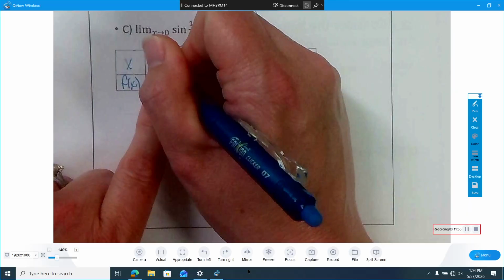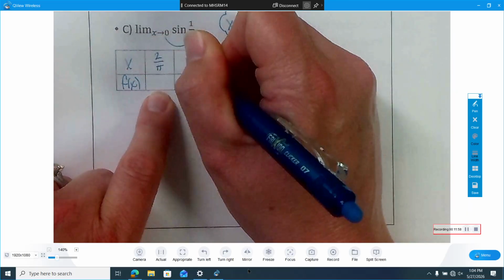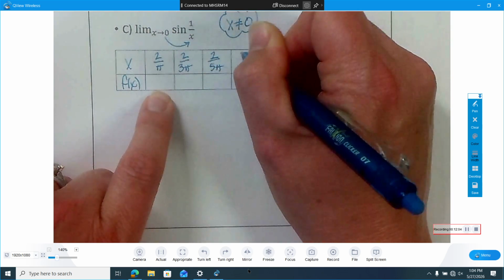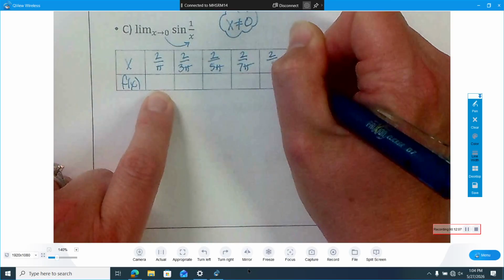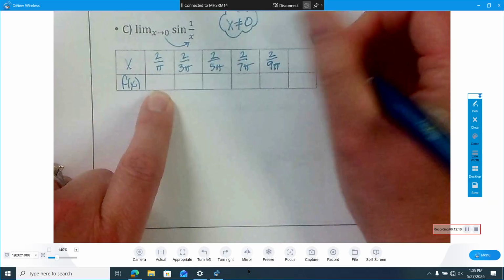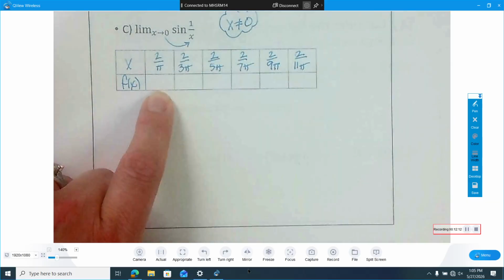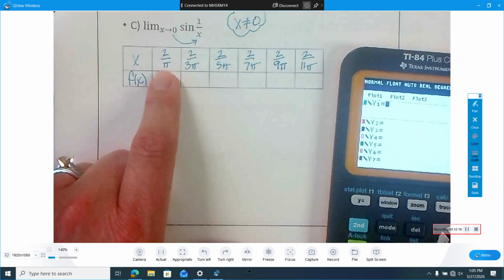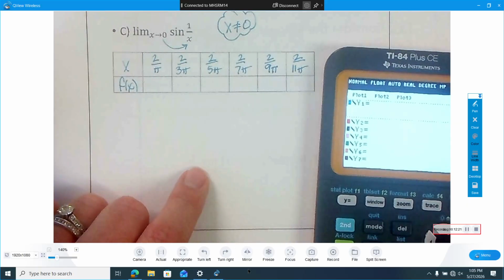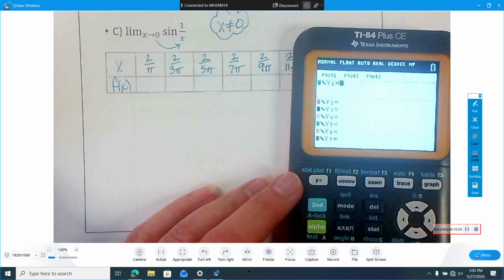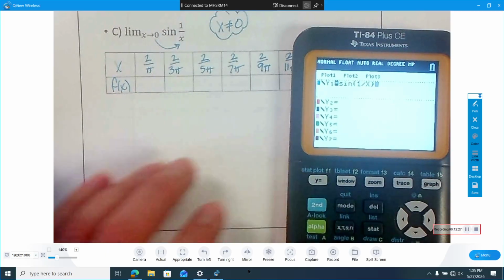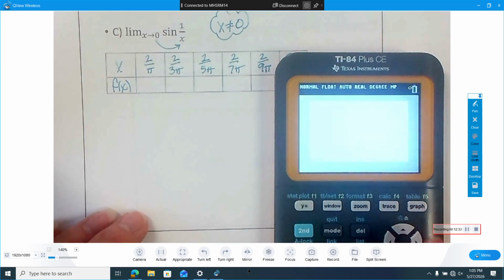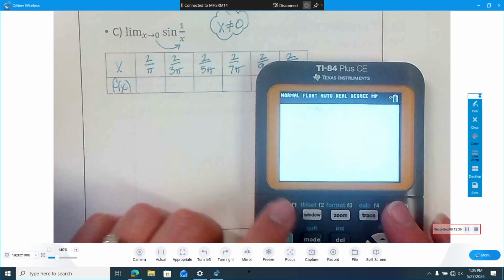But watch what happens when I look at some of these different values. If x is 2 over pi, 2 over 3 pi, 2 over 5 pi, 2 over 7 pi, 2 over 9 pi. Are you seeing the pattern? 2 over 11 pi. All right, let's see what happens. What's the pattern? I've got 2 over odd pies. Okay. Sine of 1 over x. Got that? All right. So sine of 1 over x. I'm going to look at the table.